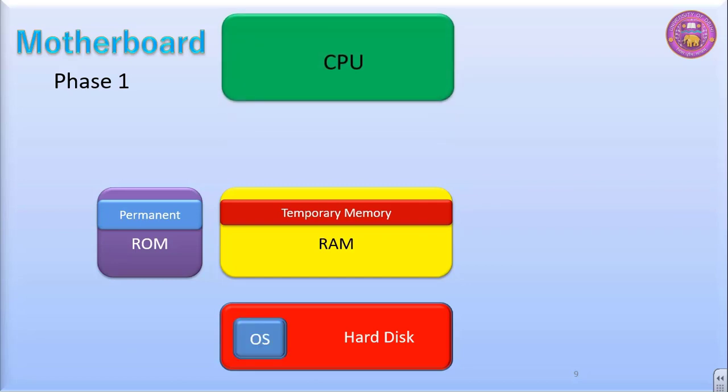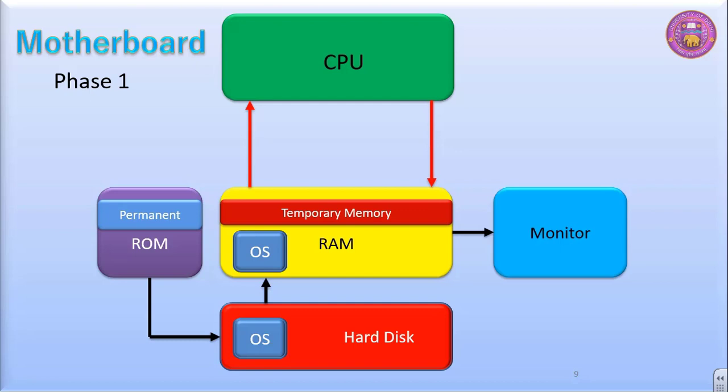Operating system on the hard disk. Instructions from the ROM come out, look for operating system, copy the operating system and take it to RAM. Operating system takes over the control of complete computer. It sends some of the files to CPU. CPU processes those files and returns it back to RAM. RAM shows the result on monitor. This is what we learned in the general functioning.